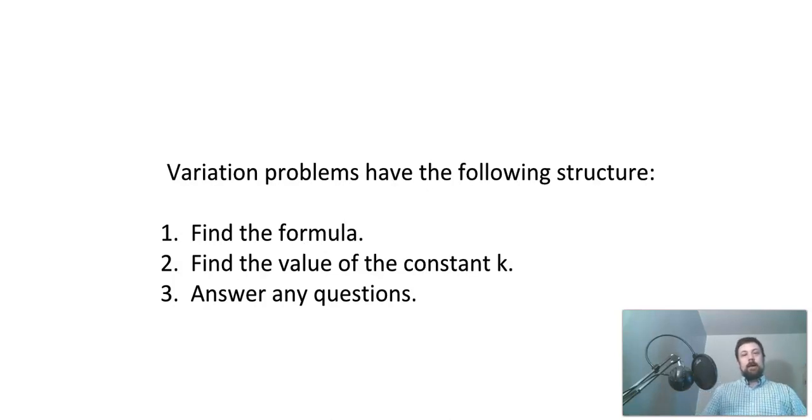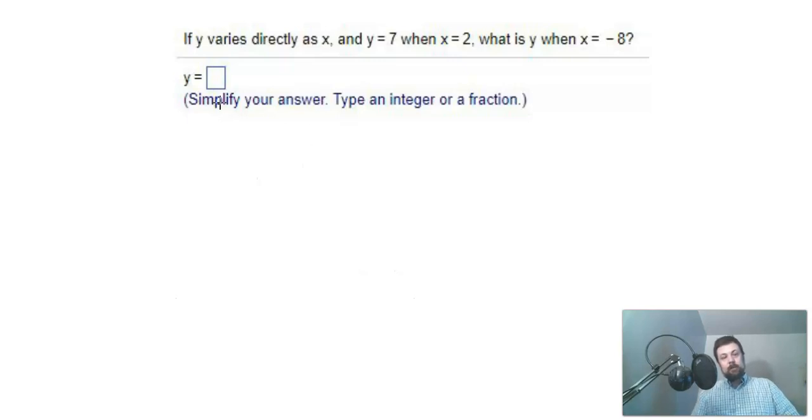So let me show you what I mean. Maybe that's a better way to do this. If y varies directly as x, that's describing the relationship between the two variables. From that, I can construct a formula. So this is to help me do level 1.